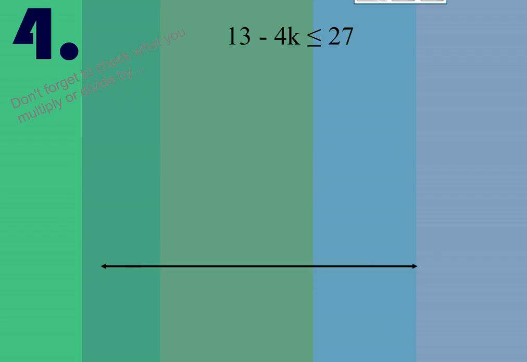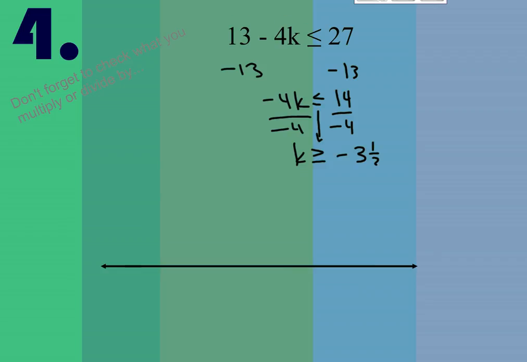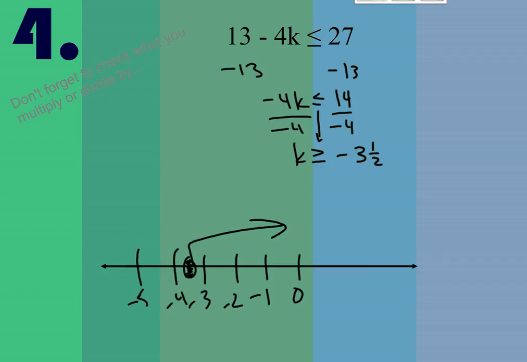So here, negative 13, negative 13, negative 4k is less than or equal to 14. So when I divide by negative 4, k is going to switch directions here, and this becomes negative 3 and 1/2. All right, so negative 3 1/2 is going to be right here. That's a full circle, and we're going that way. That's what that looks like.